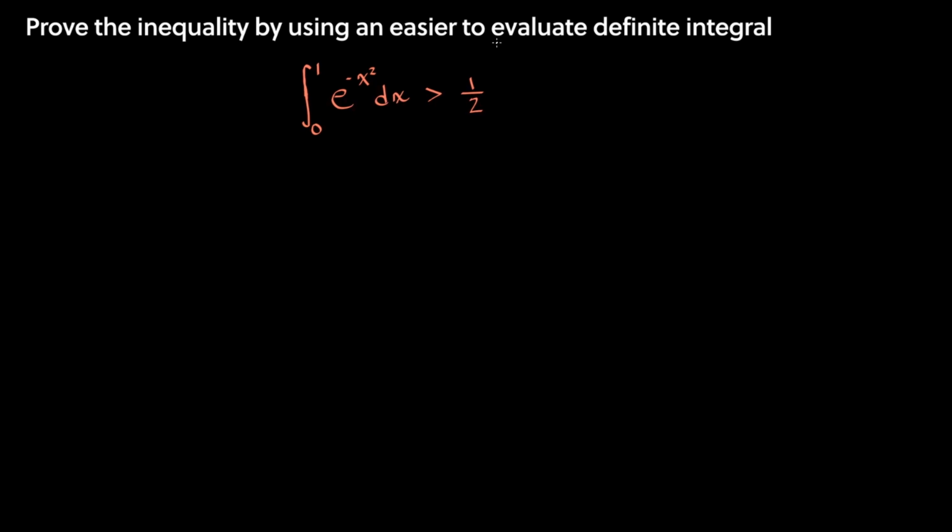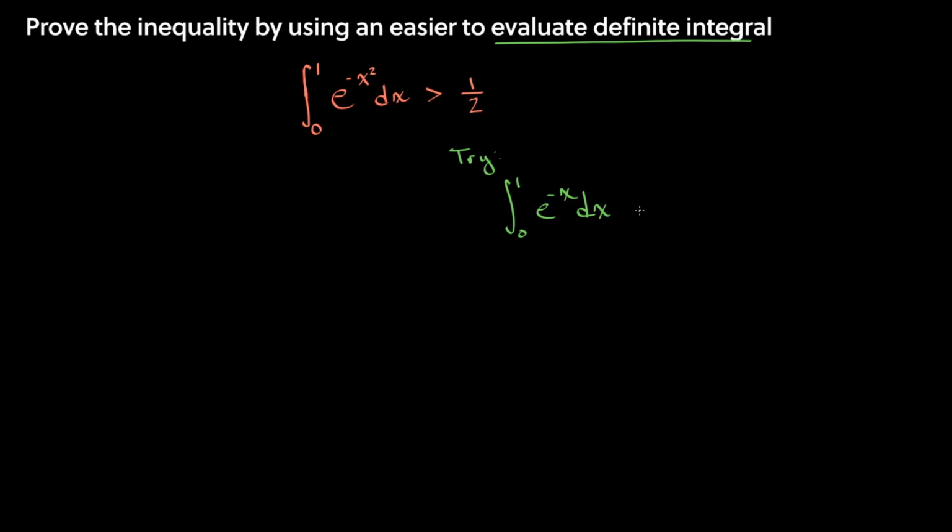So again, we need to find an easier to evaluate definite integral. And looking at this integral over here, I see an e to the negative x squared, and I'm trying to think, okay, I don't know about you, but I love taking the integral of e to the x. And if I could get something close to that, that is what we're after. So what if we were to try something like this? Let's try a definite integral like this. Definite integral from 0 to 1 of e to the negative x power dx.